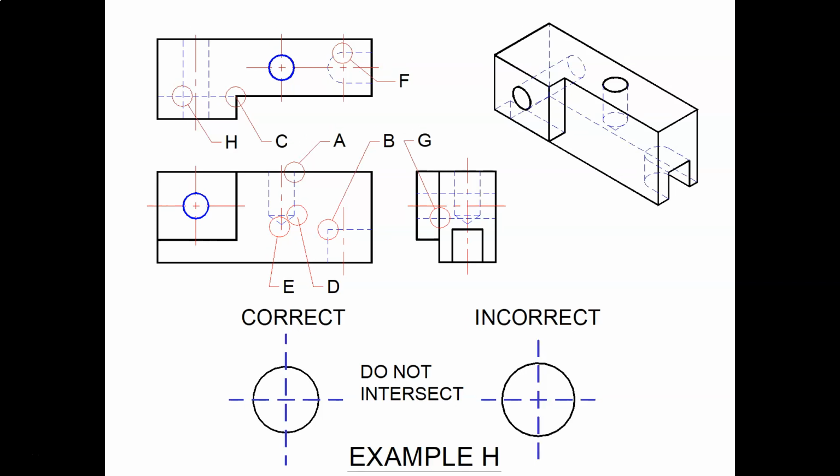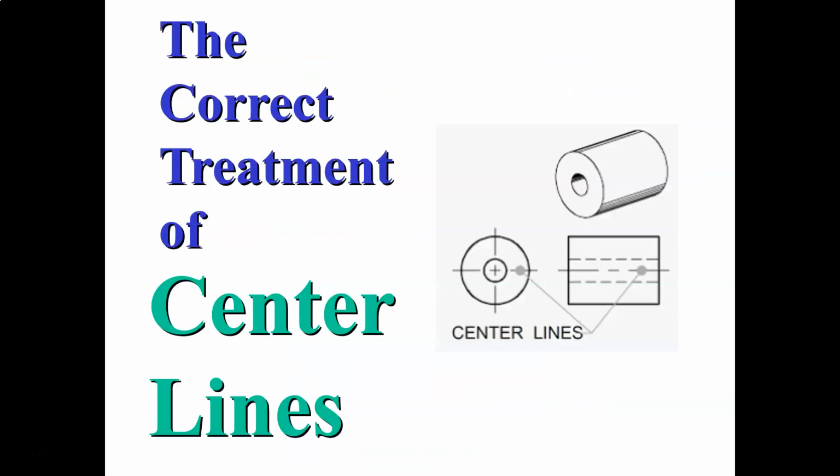Okay? So how about two hidden lines crossing? This is in example H in the top view. Again, the ideal situation, we would break one of the two hidden lines, the gap, and then the other one would pass through it. You don't want to do where they cross if you can possibly help it, because that sort of looks like a center line. That's the reason why that doesn't look so great. Okay, but again, if you're using AutoCAD, you really don't have any control over that.